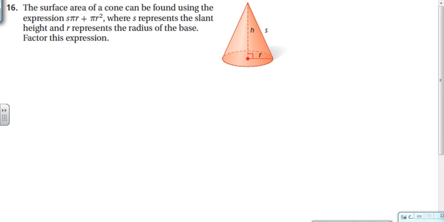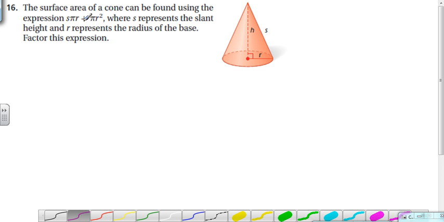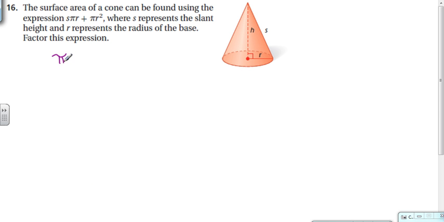The surface area of a cone can be found by using the expression s pi r plus pi r squared, where s represents the slant height and r represents the radius of the base. Factor this expression. So you have to find the greatest common factor between these two. Well, they obviously have a pi in common, and they have an r in common. This has one r, that has two r's, so the most they have in common is an r.